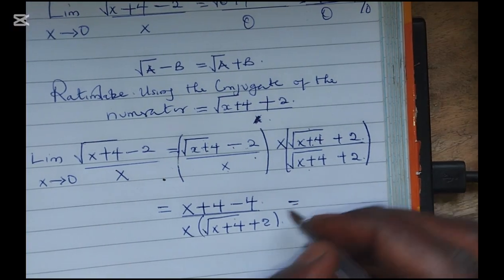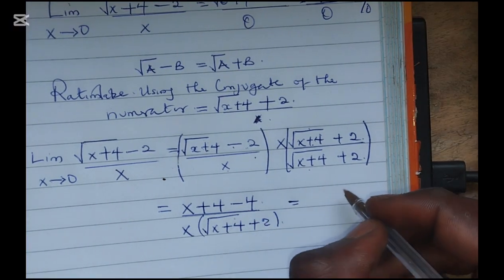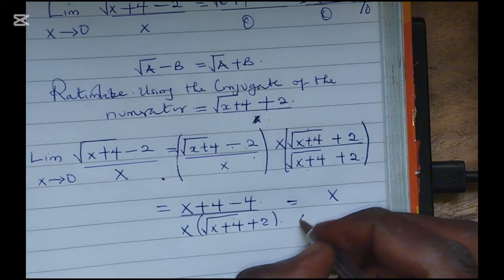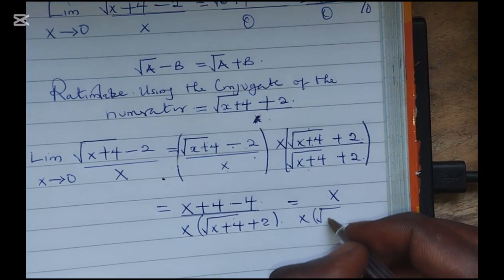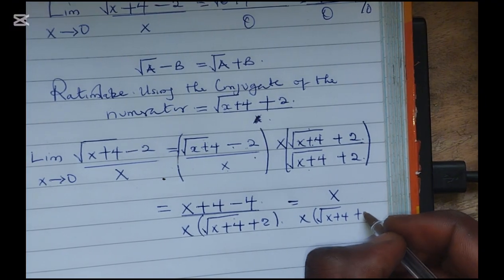And this gives us 4 minus 4, which is 0, so we have x left here in the numerator. So we have x all over x times root of x plus 4 plus 2.